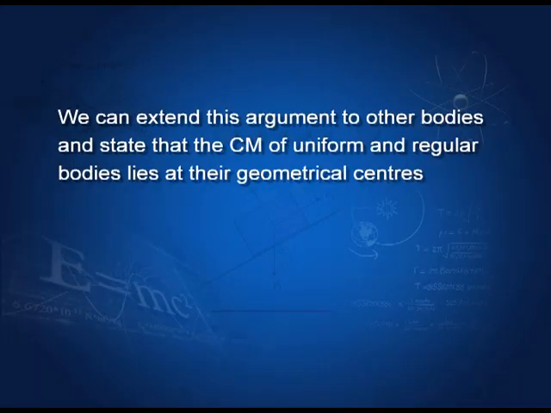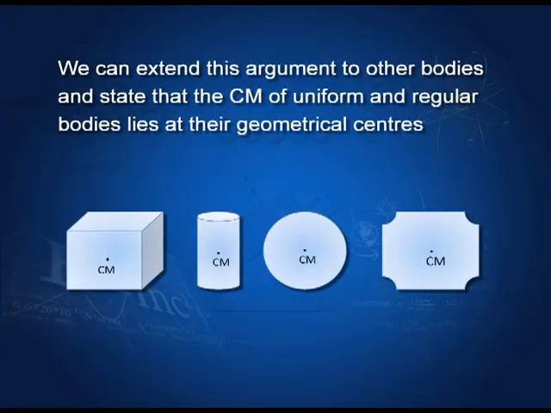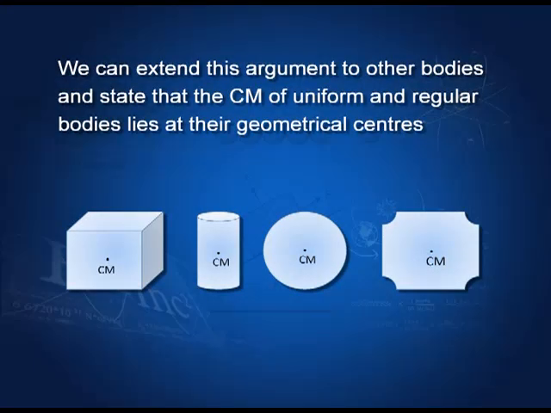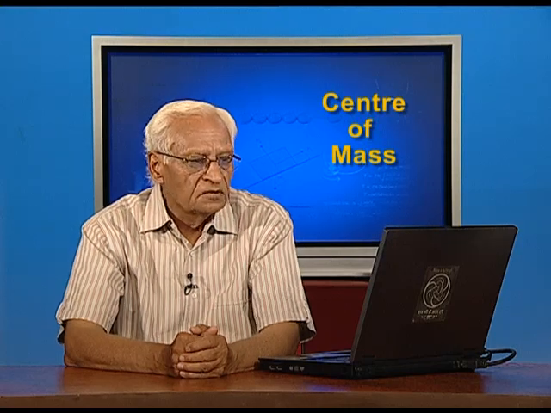If a body consists of particles of the same mass and is geometrically regular, then the center of mass of that body would be the geometrical center of that body. The geometrical center of this cuboid is here, the center of mass; the geometrical center of this cylinder is here, of the sphere is here, and of this shape the center of mass is here. The idea is that the center of mass of regular bodies consisting of particles of equal mass lies at their geometrical centers. Now, let us consider a linear system of two particles.